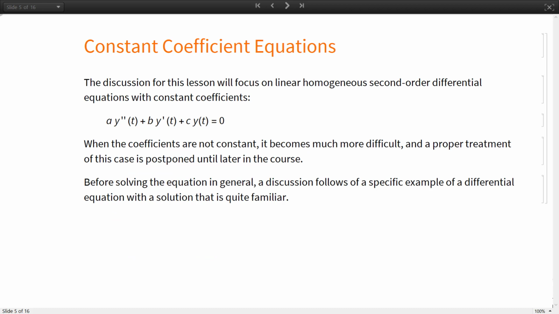The discussion of the rest of this lesson will focus on linear, homogeneous, second-order differential equations with constant coefficients. In this equation, the coefficients a, b, and c are all constants. When the coefficients are not constant, the equation becomes much more difficult to solve. We will leave a proper treatment of the latter case for a later lesson. Before we examine how to solve second-order homogeneous equations with constant coefficients in general, we will consider a specific example with a familiar solution.